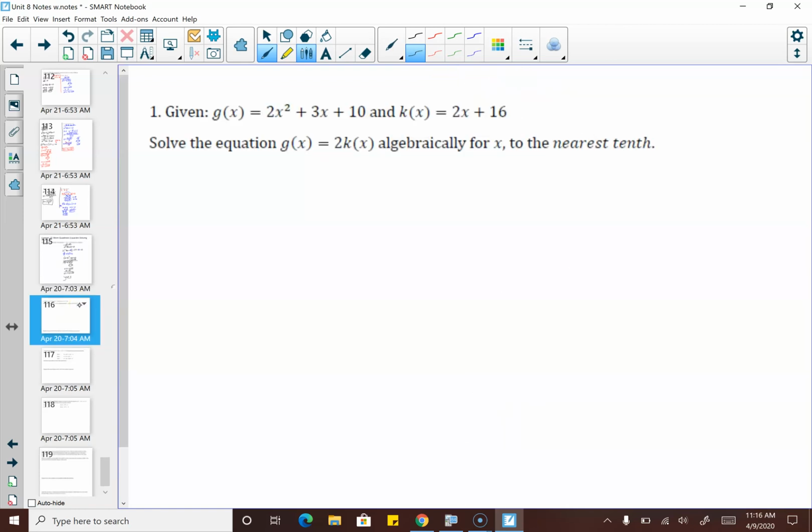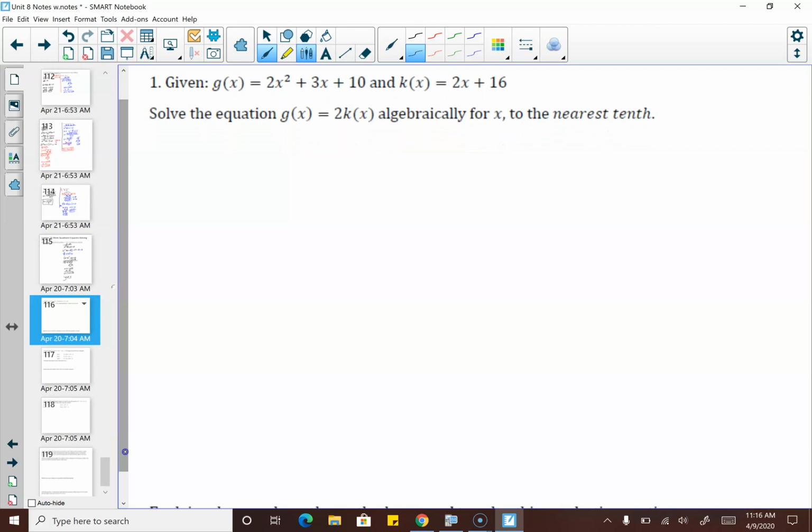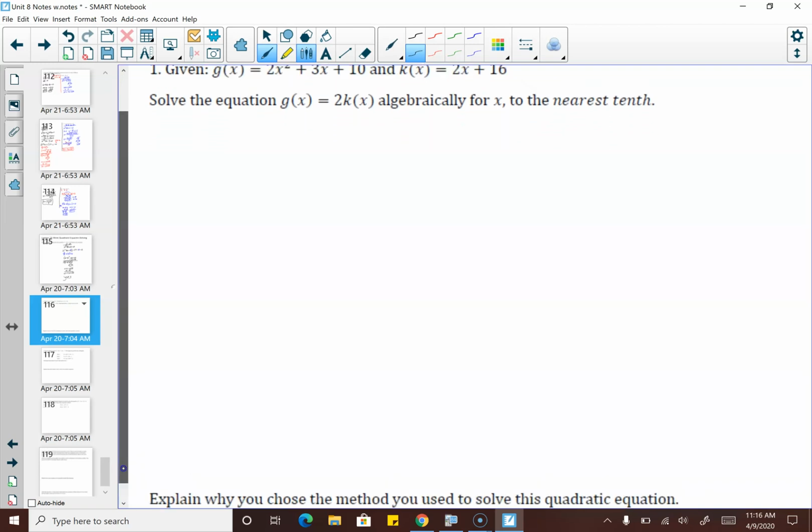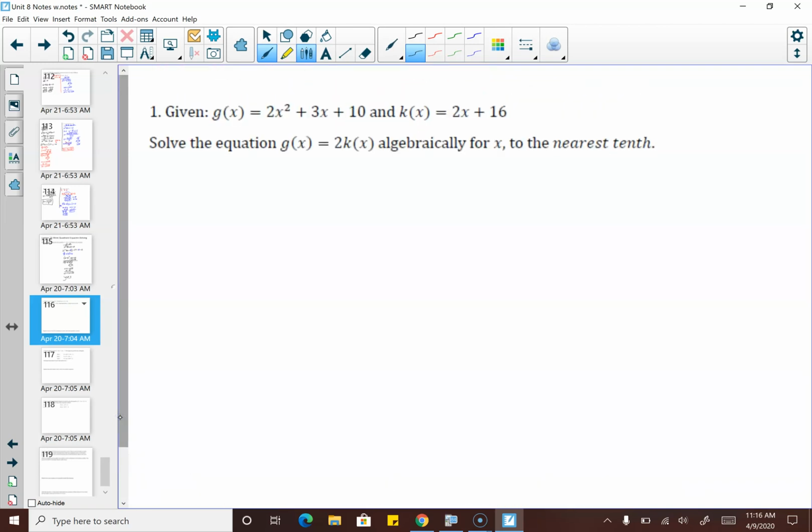In the next one here, it says g of x is 2x squared. I just want to see what the bottom says. Oh yeah. So g of x equals 2x squared plus 3x plus 10, and k of x equals 2x plus 16. Solve the equation g of x equals 2k of x. So we've got to be careful on that piece. Algebraically for x and to the nearest tenth. So again, if I see nearest tenth, there's a good chance that factoring is not an option. So I'm either going to have to use the quadratic formula or completing the square. But let's set this piece up first.